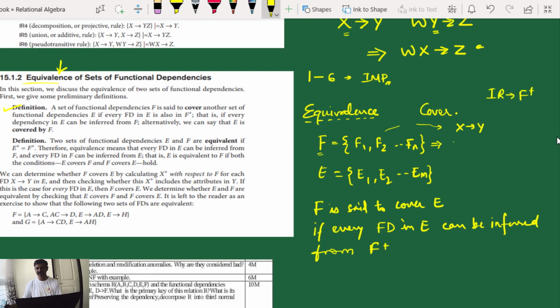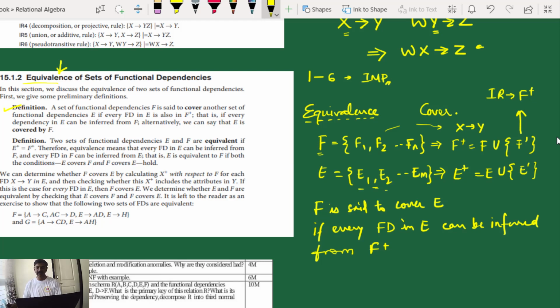It means F plus will contain the original set of functional dependencies, plus some additional functional dependencies F dash, which are inferred from the inference rules. We'll see an example of finding F plus. Likewise, you can also find E plus, which is the original set of functional dependencies given to you, plus the derived functional dependencies, E dash, by applying the inference rules to these functional dependencies.